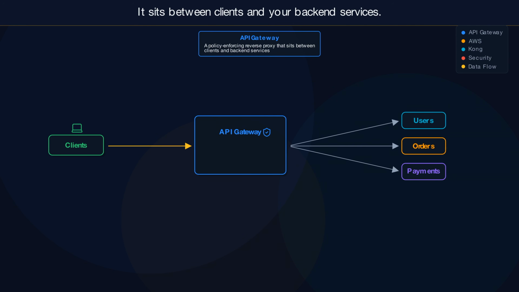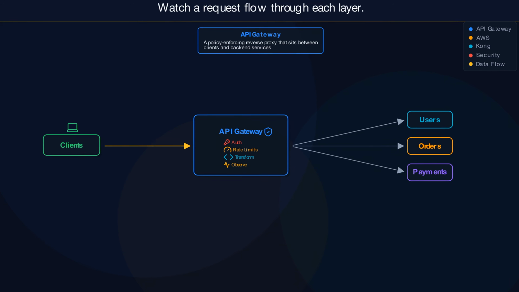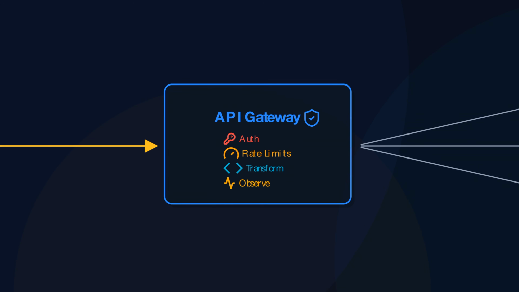No exceptions. Inside the gateway, 4 core cross-cutting concerns: authentication, validating JWT tokens, API keys, or OAuth flows; rate limiting, protecting services from traffic spikes; request transformation, converting between protocols and formats; and observability, emitting metrics, logs, and distributed traces.